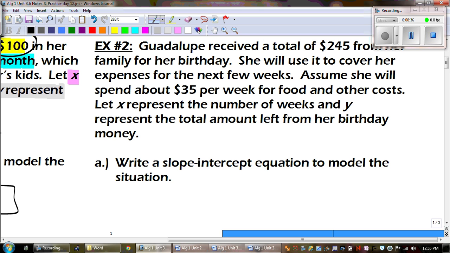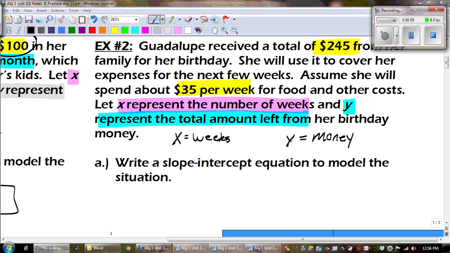All right, number 2. Number 2, we're talking about Guadalupe. Why don't you guys go ahead and read through this? I'm going to pause the video, but I want you to read through it, so you should pause it, highlight any information, and then see if you can tell me what the x equals and what the y equals. Good luck. Okay, so after going through and reading that, I saw that x equals the weeks and y equals money.